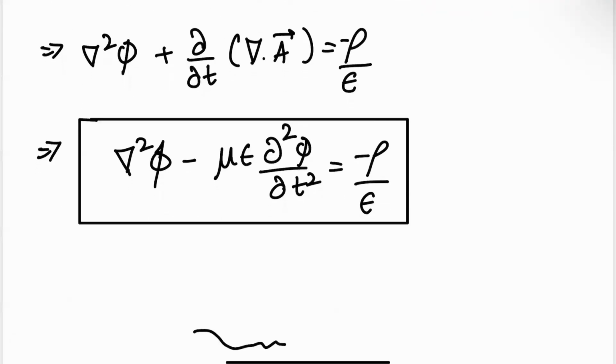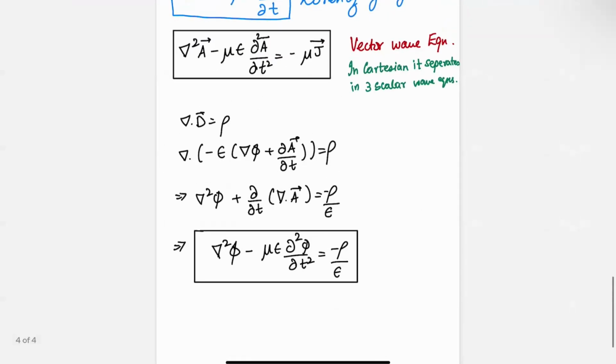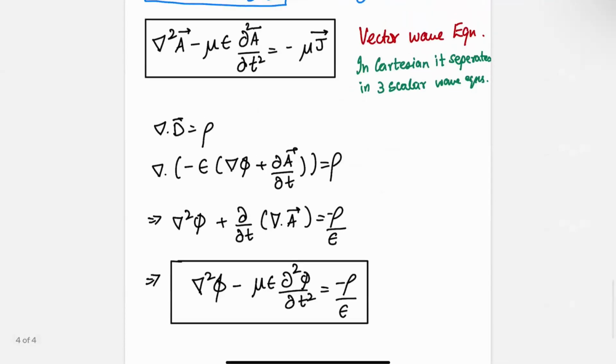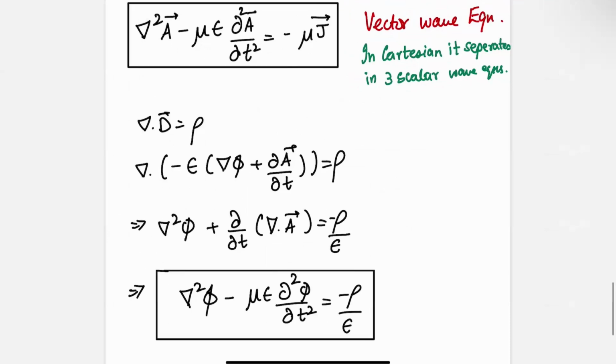All right. So now we see that both A and phi satisfy the wave equation. So essentially we've reduced Maxwell's equations from 4 different equations into just having to solve one wave equation. Right? So this is a scalar wave equation.